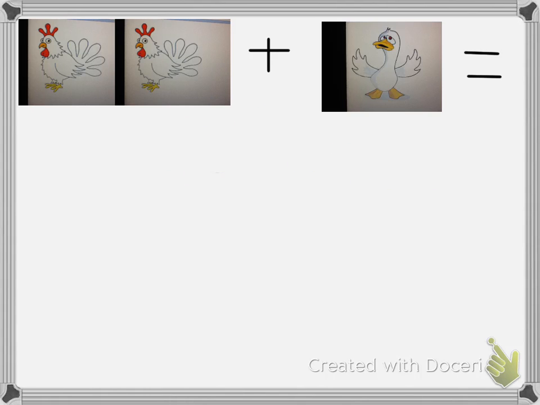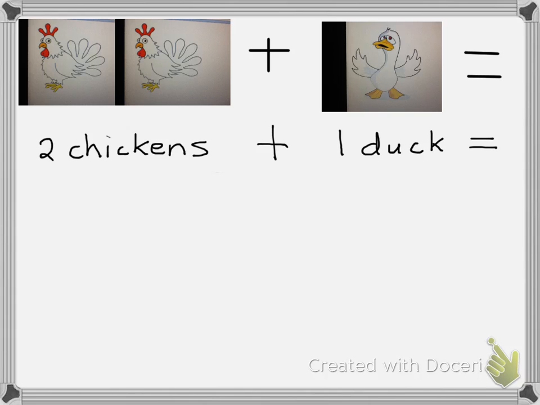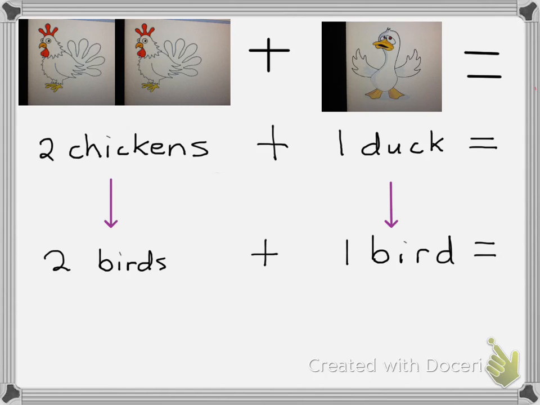Let's start by trying to add 2 chickens and 1 duck. As such, these things are unlike as they are stated, and so this is problematic. But if we instead talk about the 2 chickens and 1 duck as like things, in this case birds, we can add 2 birds plus 1 bird to get 3 birds. And this is a concept that students can easily grasp.